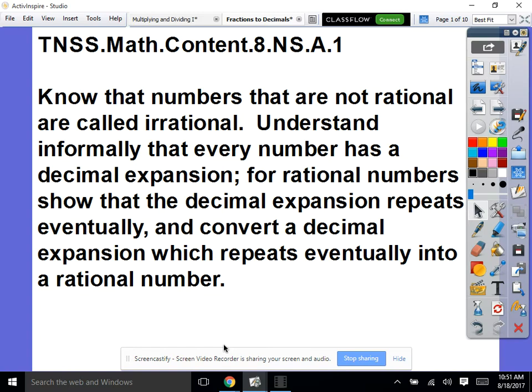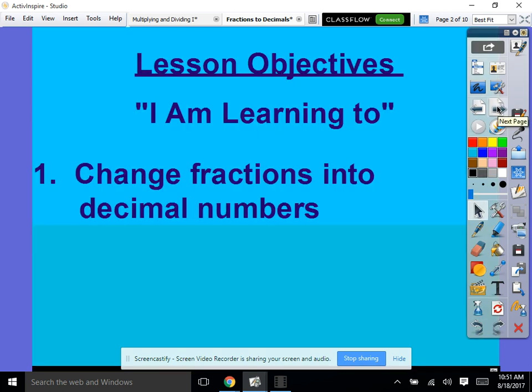Our Tennessee State Standard for today comes out of the number system. It's 8.NS.A.1. Know that numbers that are not rational are called irrational. Understand informally that every number has a decimal expansion. For rational numbers, show that the decimal expansion repeats eventually and convert a decimal expansion, which repeats eventually, into a rational number. Our lesson objective today: I am learning to change fractions into decimal numbers, so you'll need to stop and write that down.